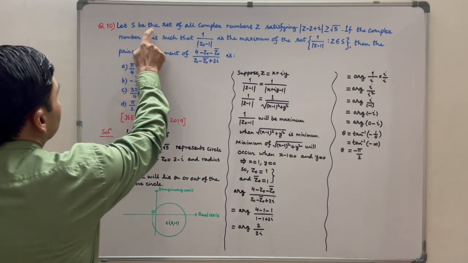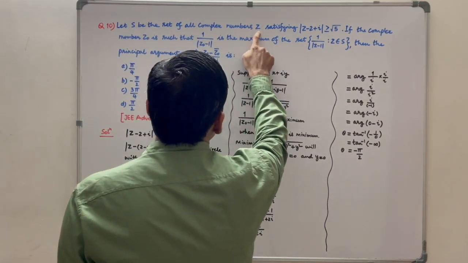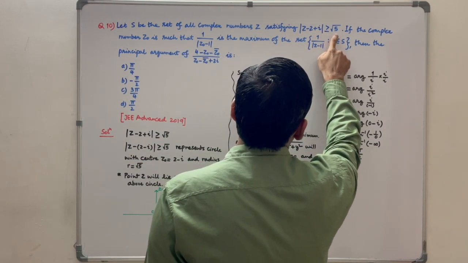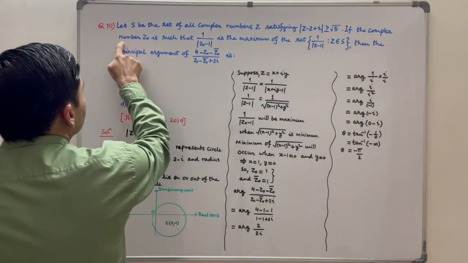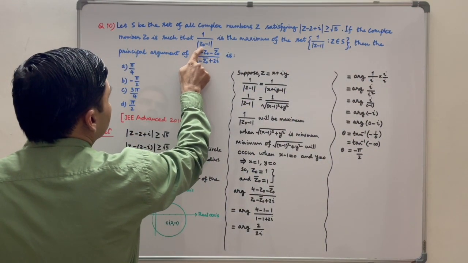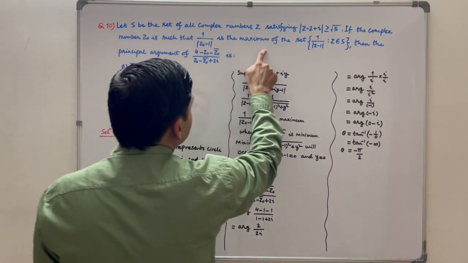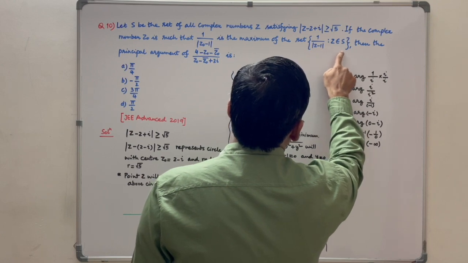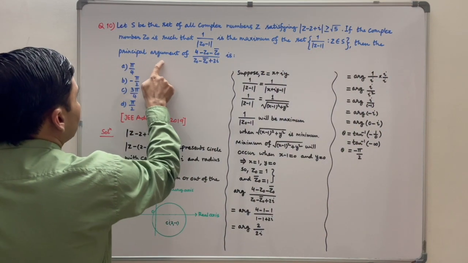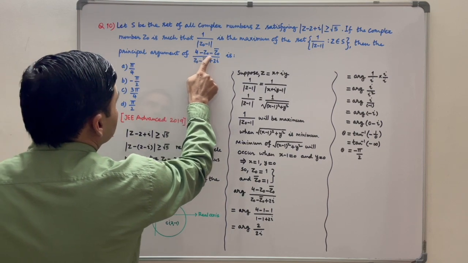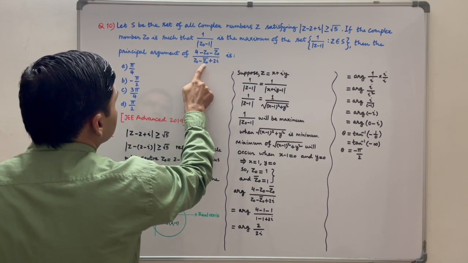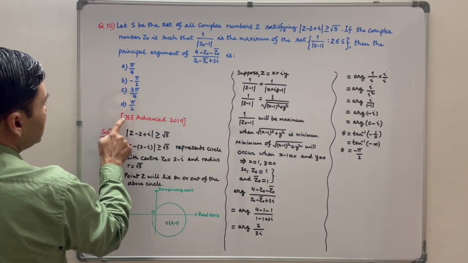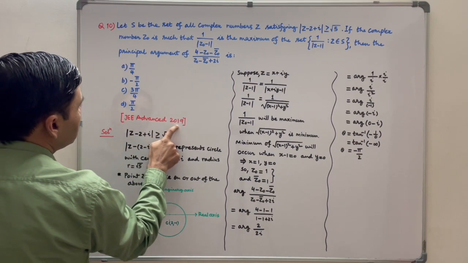Last question. Let S be the set of all complex numbers z satisfying mod z minus 2 plus i is greater than or equal to root 5. If the complex number z0 is such that 1 upon mod z0 minus 1 is the maximum of the set 1 upon mod z minus 1 such that z belongs to S, then the principal argument of (4 minus z0 minus z0 bar) upon (z0 minus z0 bar plus 2i) is. These are the options given. This question was asked in JEE Advanced 2019.